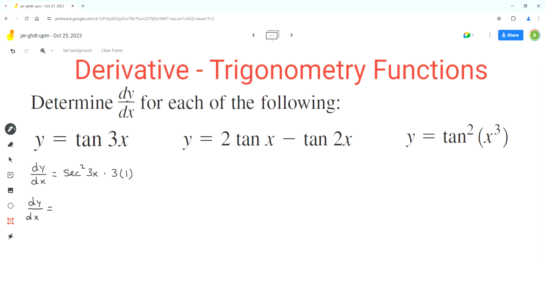Now we can simplify this expression. So 3 times 1 is 3, and we can multiply 3 by the secant square term. So we get 3 secant squared 3x, so this should be the final answer for the first function. Now we can analyze the second function. So we have to find dy over dx.